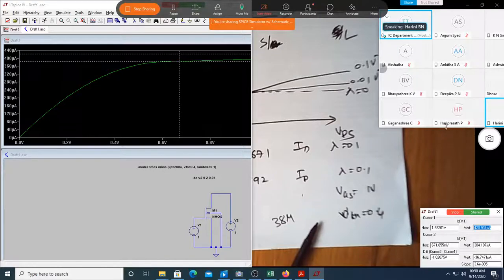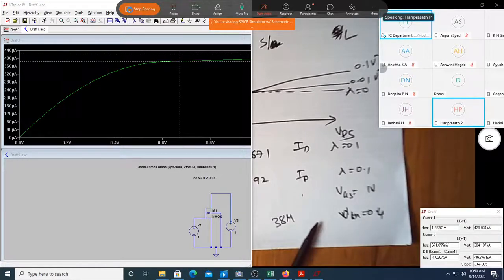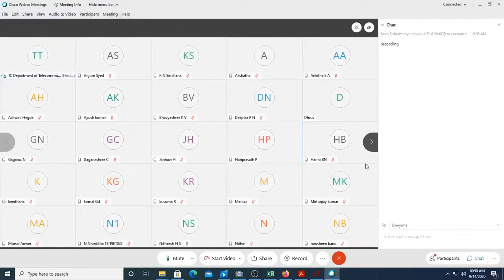Okay, Hari Prasad. Show me your answer. I am getting it wrongly, sir. 0.21 microamp I am getting, sir. I want to see your calculator. Show me your calculator. Turn on your camera. All of you turn on your cameras. Let me see.